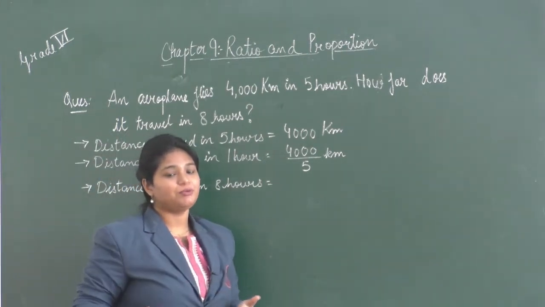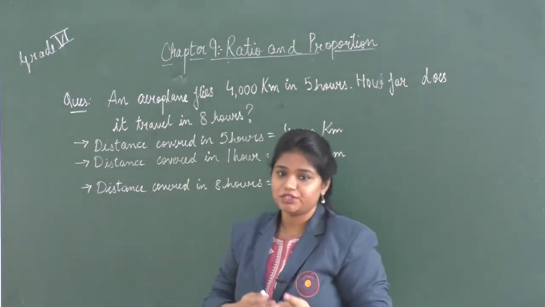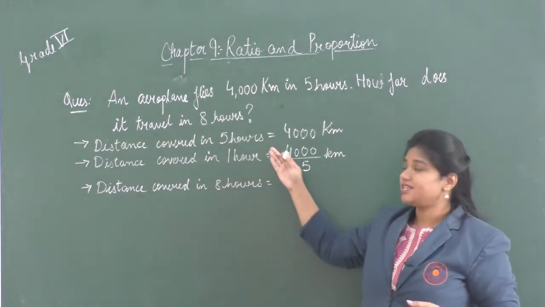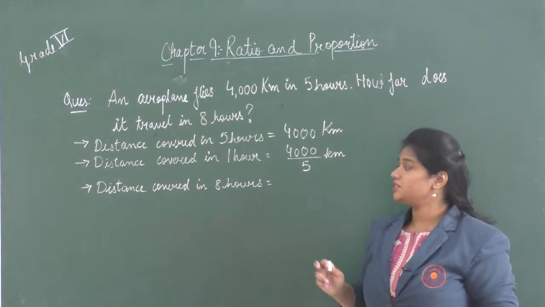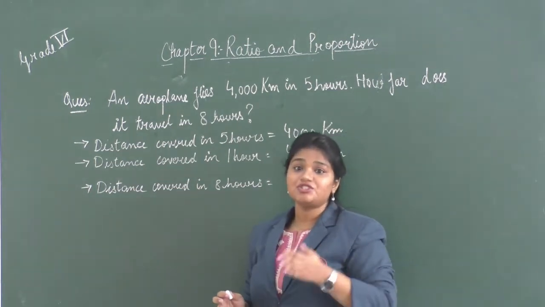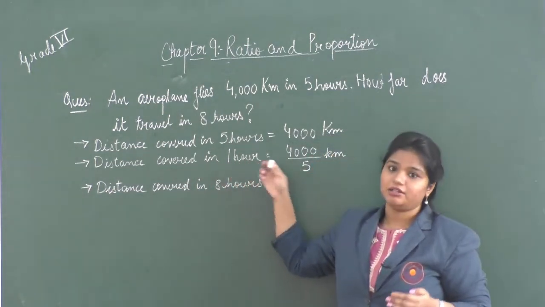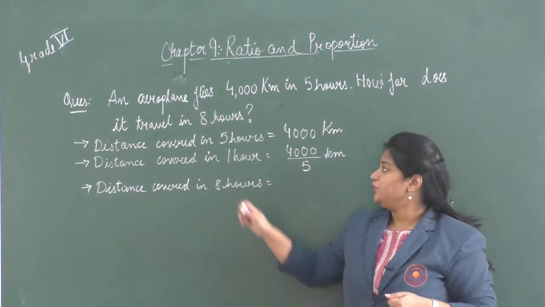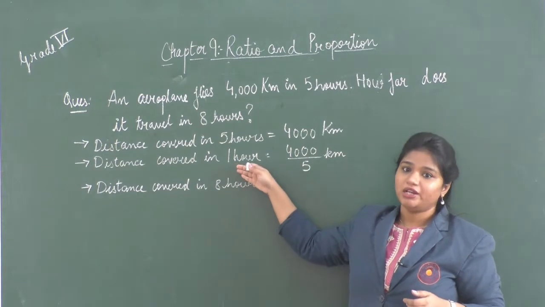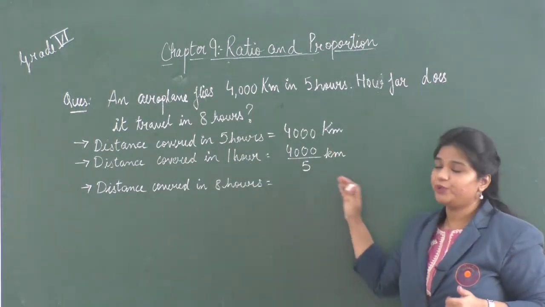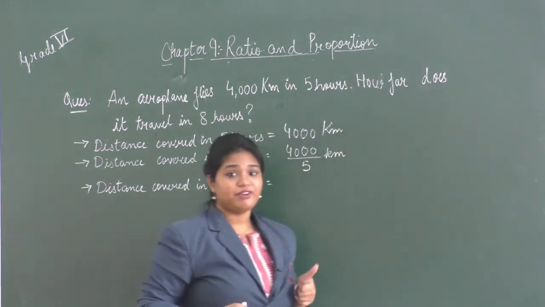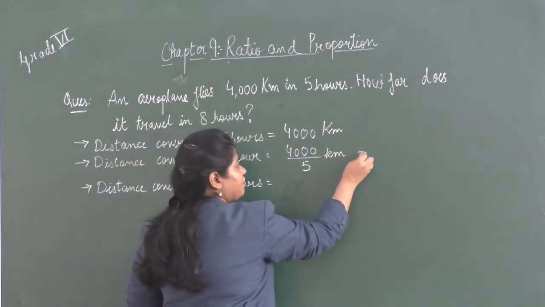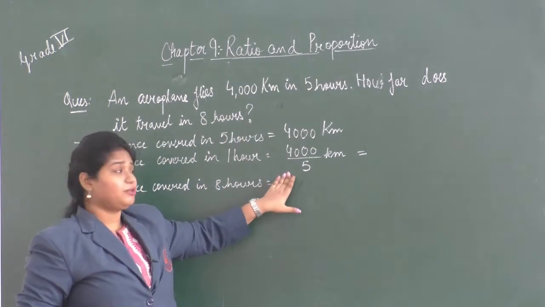So since it is a word problem, we will be writing the statements first. So the first statement will be distance covered in 5 hours, that is equal to 4,000 kilometers. Then we need to find the distance traveled in 1 hour. Then only you will be able to find the distance traveled in 8 hours. So when you have to find the distance covered in 1 hour, we will divide 4,000 with 5. So 4,000 divided by 5, you can leave it as a fraction or you can also simplify it.